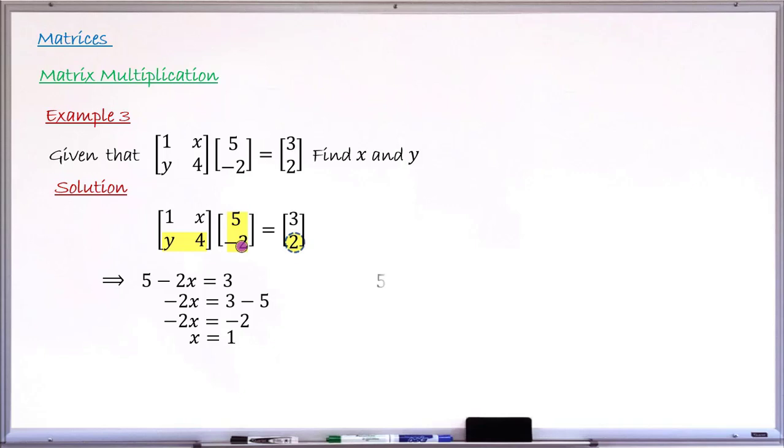So you now have 5y minus 8 equals this number 2, which you can now solve for y. So this minus 8 taken to the right hand side, you now have 5y equals 2 plus 8. 2 plus 8 gives you 10, and you now divide both sides by 5 to get y, and if that is done correctly, you now have y equals 2. So you now have the value of x to be 1 and the value of y to be 2, and that answered this very question.